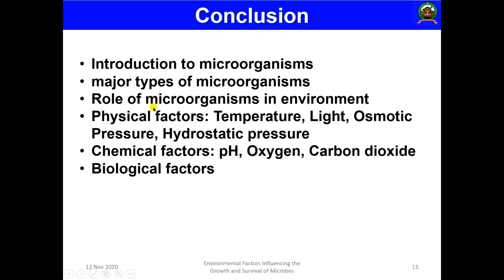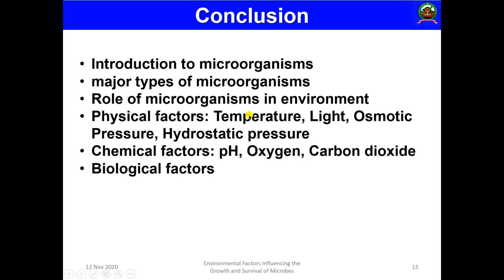Then what is the role of microorganisms in the environment? Why are microorganisms very, very important? What are the major functions they perform in the ecosystem? We have discussed that. Then what are the major parameters that affect the growth of microorganisms? Physical parameters, the first one is temperature. On the basis of temperature range, the microorganisms are classified into psychrophiles, mesophiles, thermophiles and hyperthermophiles.